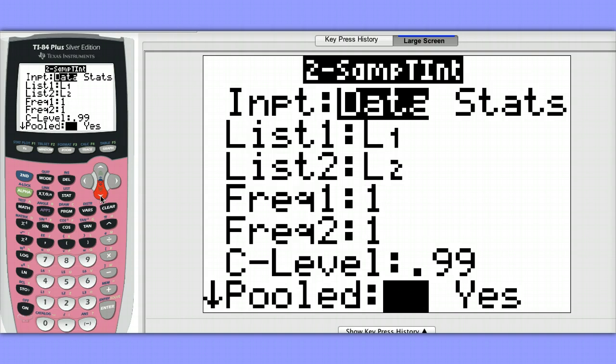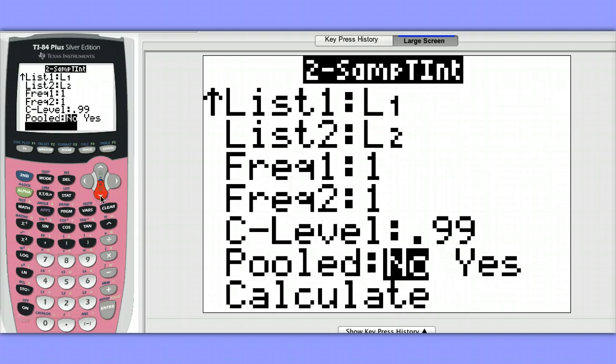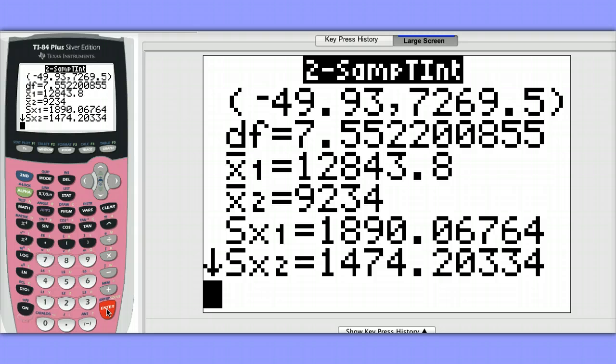Here where it says pooled, don't worry about that. Just leave that as no. Our textbook does talk about the fact that we'll leave that as no for now. If you're going to say yes, you would have done some other preliminary hypothesis testing to choose that option. We're not going to worry about that. So always choose no for that and calculate.